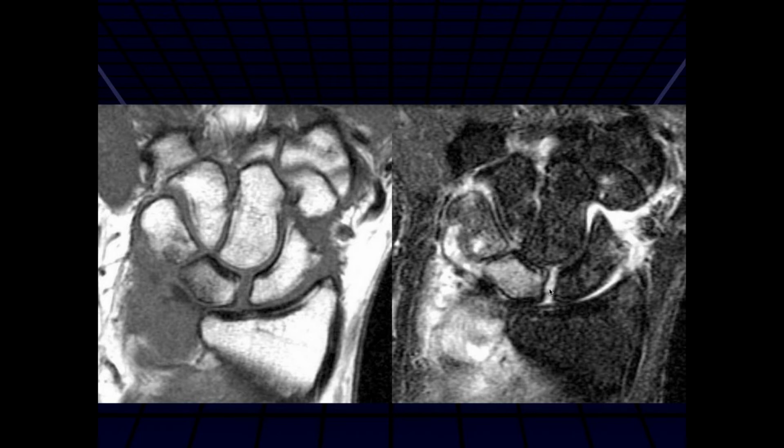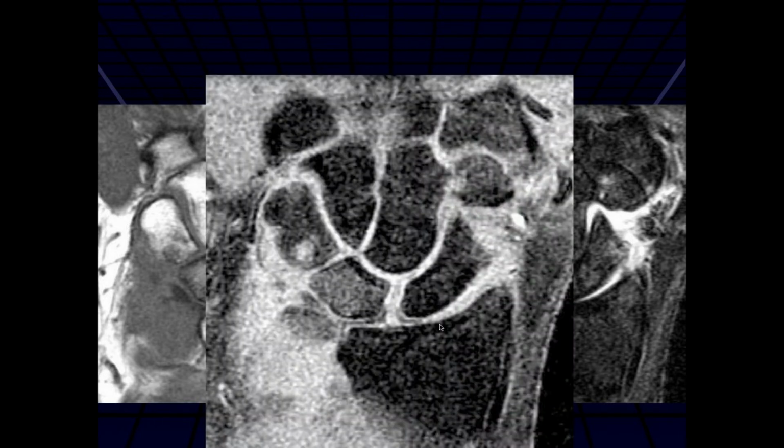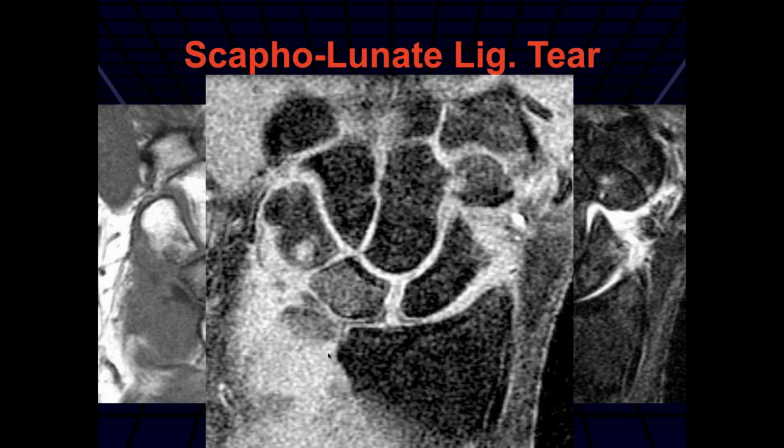There's a large amount of fluid in the DRUJ, so there may also be a tear of the TFCC, and there's also some widening of the scapholunate interval compatible with a tear of the scapholunate ligament. Yeah, so this is scapholunate ligament tear. There's also a tear of the triangular fiber cartilage. And we'll talk about grading the TFC tears as well.